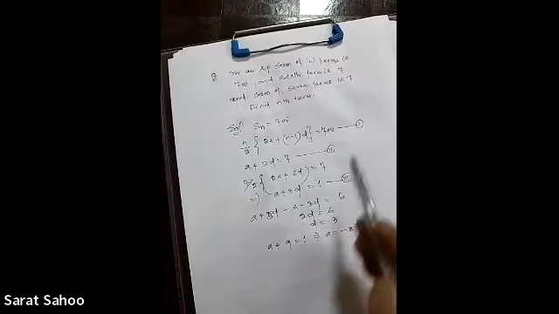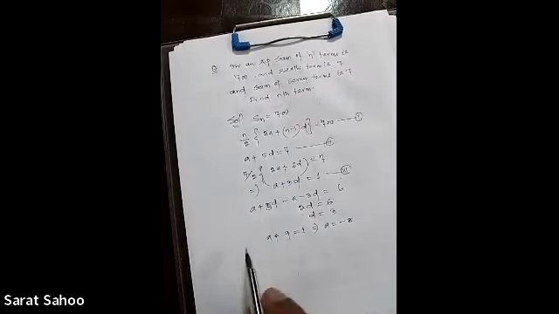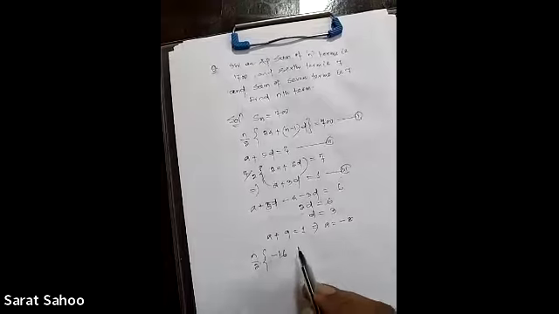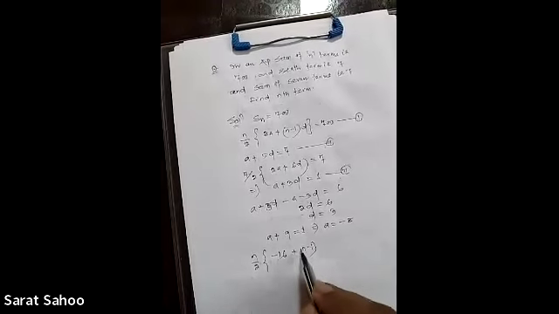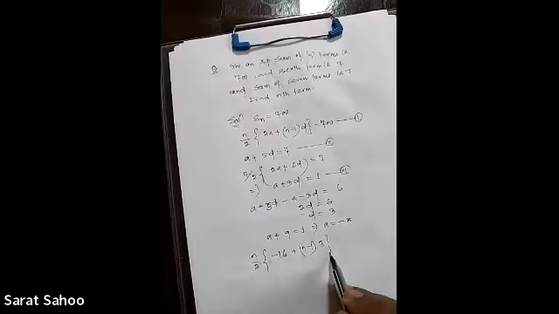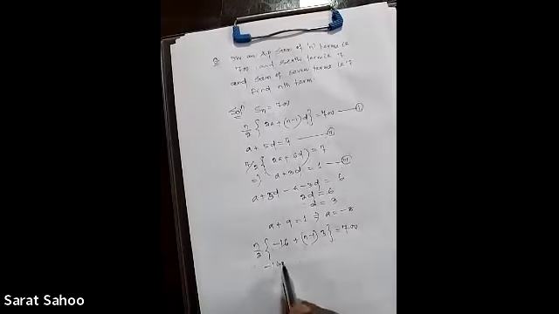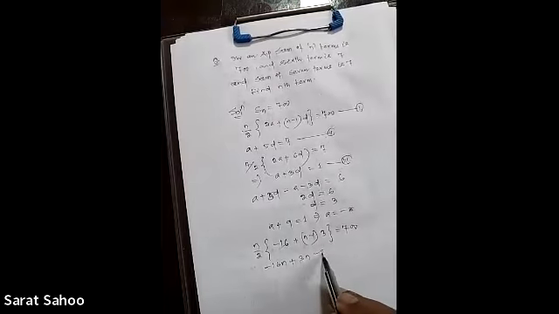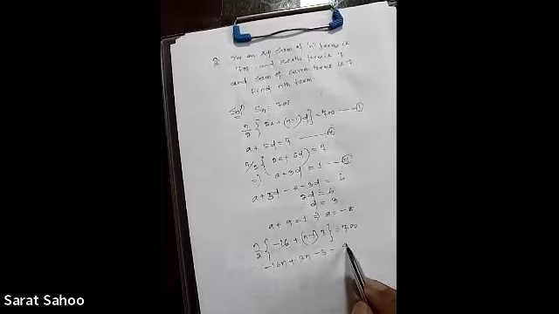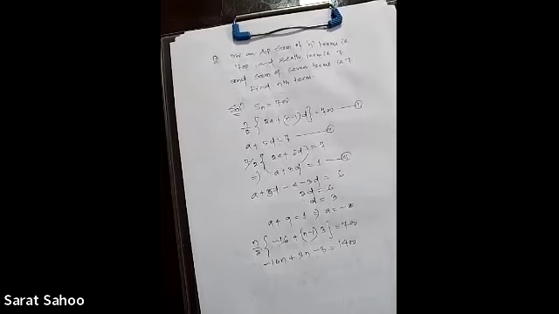Now substitute the values of a and d in equation 1. We'll get the value of n. So n by 2 into (2a, 2a is minus 16, plus (n minus 1) into d, d is 3) is equal to 700. So minus 16n plus 3n minus 3 is equal to 1400. Okay.